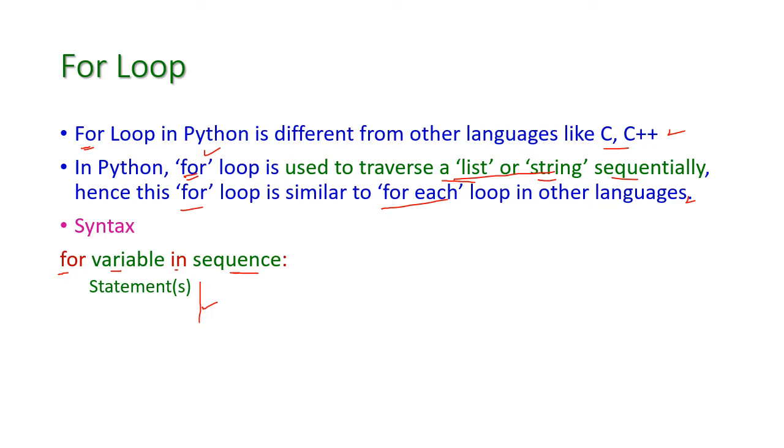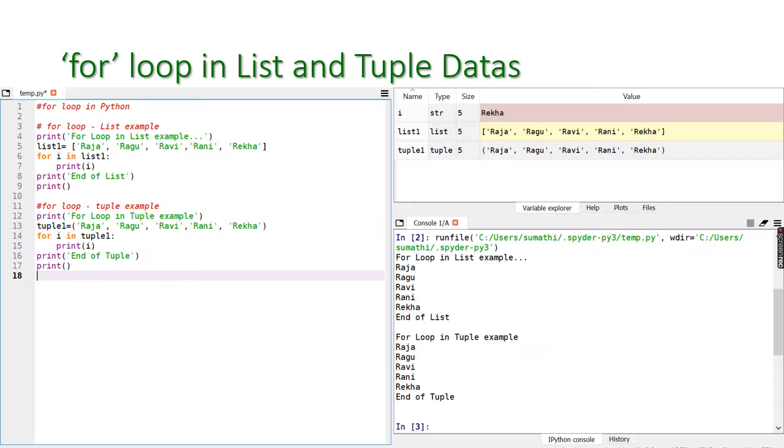Let us see an example for this for loop. First, let us see the for loop in list and tuple data types. This is the Spyder example. The first line is the comment: for loop in Python. First, I am using the for loop in a list example. So, "for loop in list example" is printed here. This is the output.